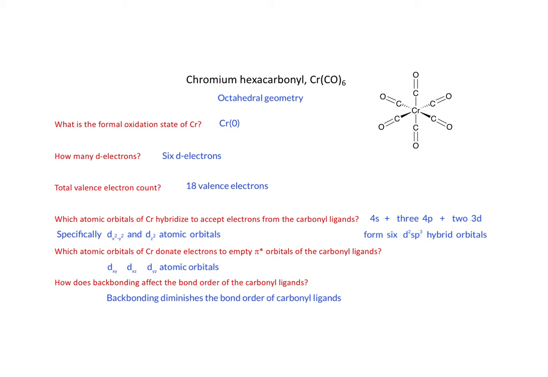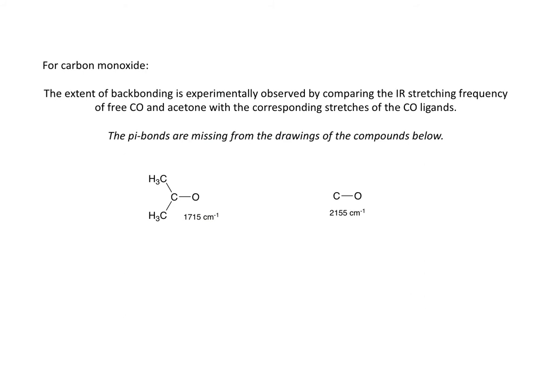For carbon monoxide, we can use the IR stretching frequency of the carbonyl ligands in comparison with acetone and the free ligand carbon monoxide. As you will recall from previous courses, acetone is generally shown as a carbon oxygen with sigma and pi bond, so it is double bonded. There is a minor resonance form with charge separation, so the bond order is slightly below 2.